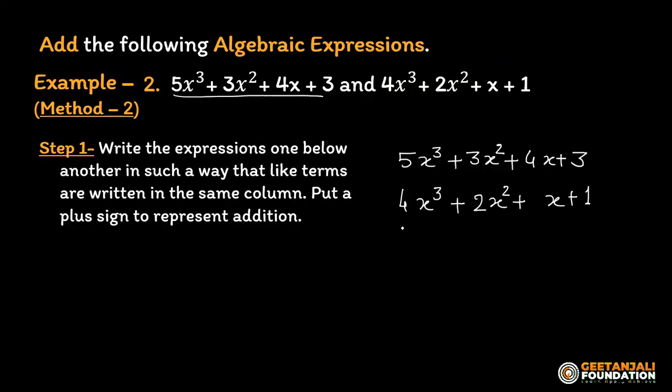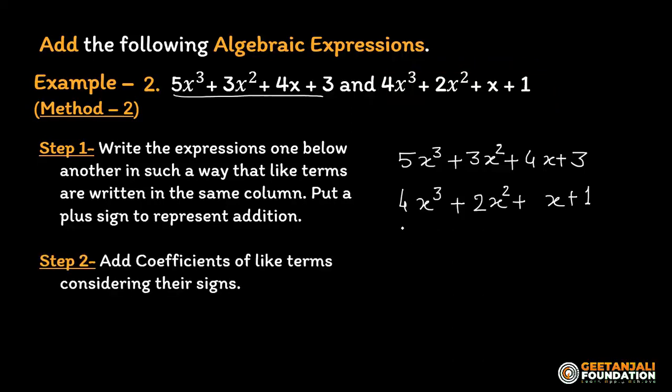So we have written both the expressions one below another. In the second step, we have to add coefficient of like terms considering their sign. So we will put a plus sign just to tell that we are adding it. Now we will take coefficients of like terms, like here 5 and 4, 5 and 4. We will add it, so it will be 9x cubed plus 3 plus 2.